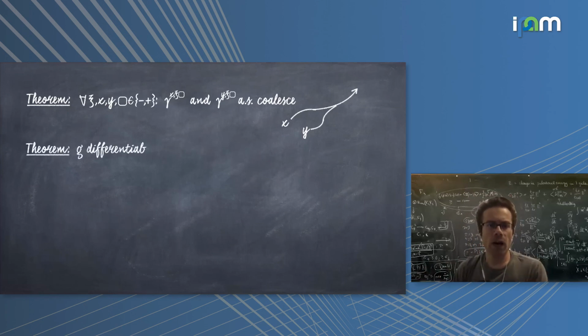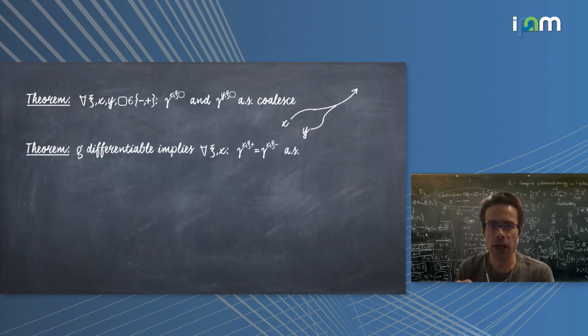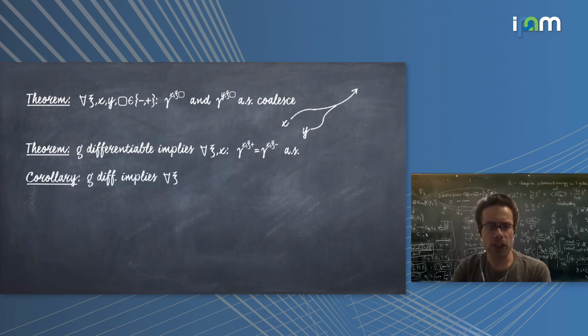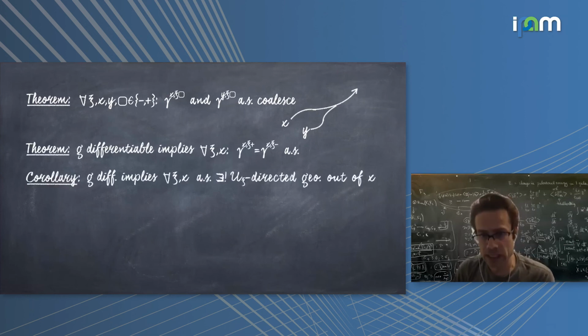Okay, so now if you assume that the shape is differentiable, then you can prove also that there's no distinction between the plus and the minus. So that's something I mentioned already before. And putting these two together tells you that if G is differentiable, then there is a unique geodesic that's directed in every facet of the limit shape. Okay, so for every facet of the limit shape, you fix that facet, and there is a unique geodesic that goes into that facet.